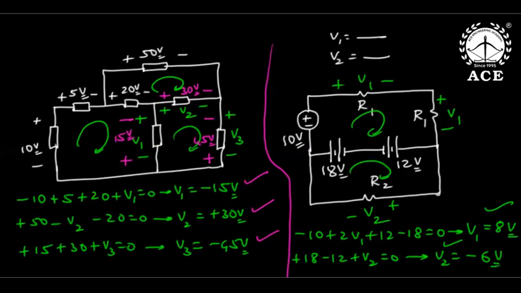Okay, that is the answer. So here V1 is plus 8, V2 is minus 6. Okay, so I'm giving another IES question here.